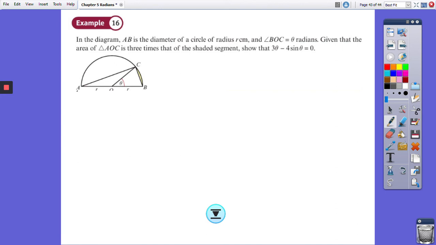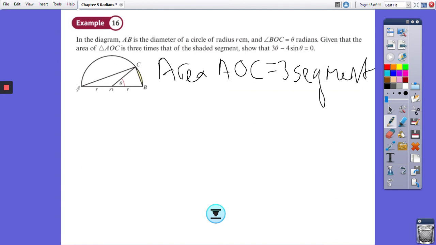Well, we are going to say that the area of AOC is 3 times the segment area. Okay, so the area of AOC is 3 times the segment area. And what we're going to do is work out both of those. So let's work out the area of AOC first of all.